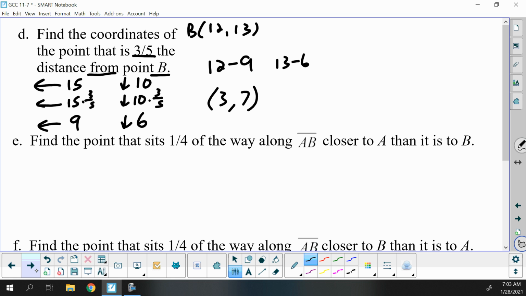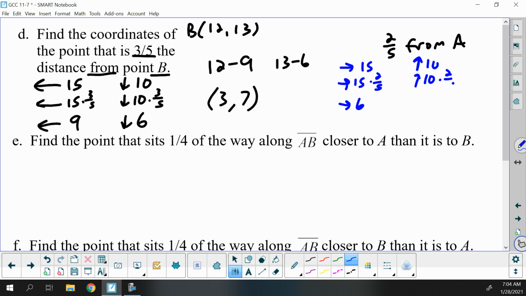Now with any of these, you could do the opposite fraction from the other point. So if you're 3/5 from point B, you could also think of that as 2/5 from A. So let's just show you that you would get the same answer for that. So if we're going from A, we would have been going right 15 and up 10. So we would have 15 times 2/5, which would tell us right 6. We would have 10 times 2/5, which would tell us up 4.